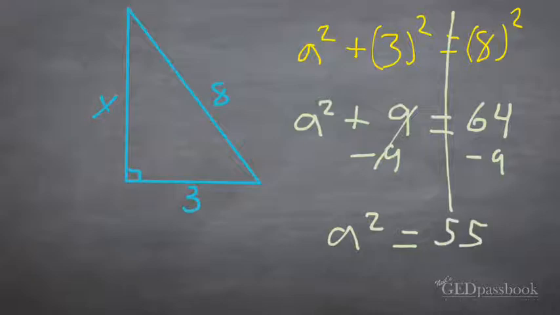Is that your answer? Are you done? No. What do I got to do? Square root. Yeah, I want to look for A, not A squared, so I'm going to square root the 55. What is the square root of 55? 7.4.